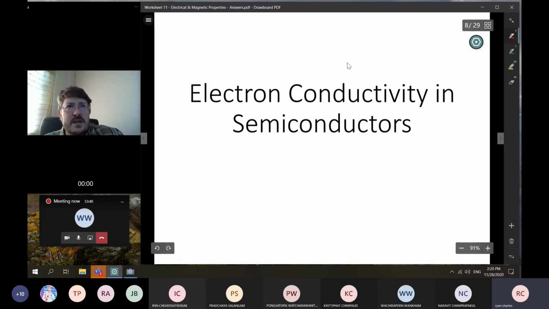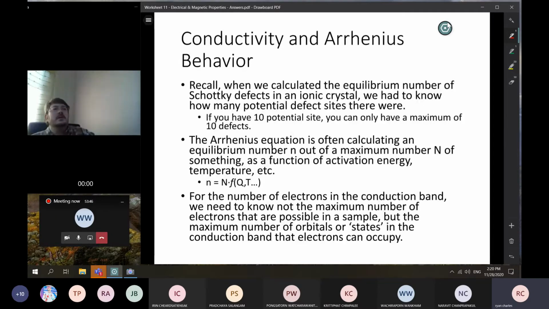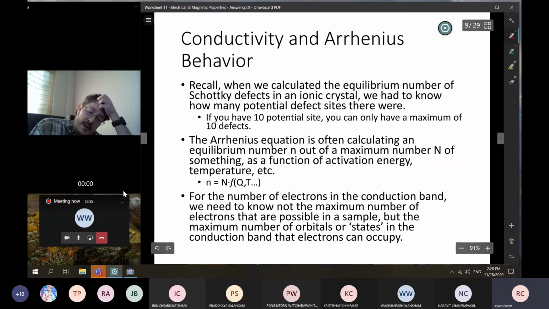Now, electron conductivity and semiconductors. This is kind of an extension of the lecture. There's a bunch of slides here. Conductivity and Arrhenius behavior. All right.